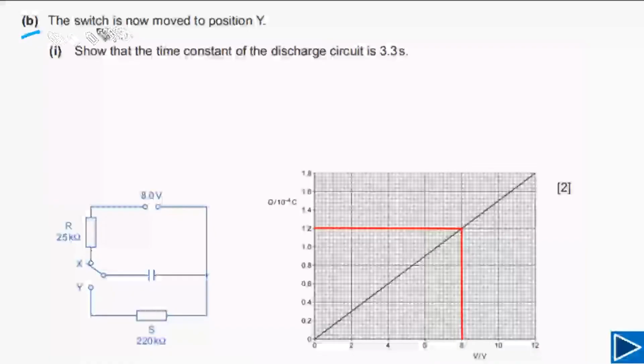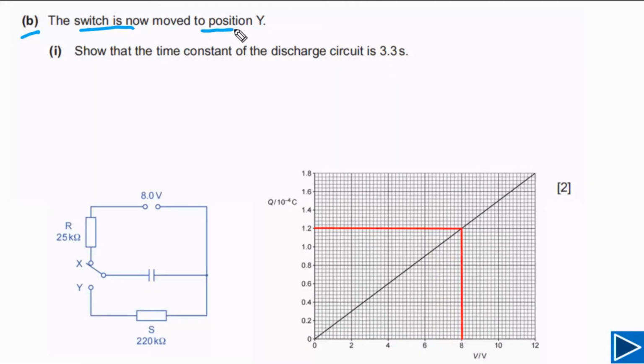For part B, it is given to us the switch is now moved to position Y. Means when the capacitor is fully charged, we move this switch to position Y. When we move to position Y, this capacitor will start discharging. So simply we can write down now the capacitor is discharging. And the question is asking us to show that the time constant of the discharge circuit is 3.3 seconds.